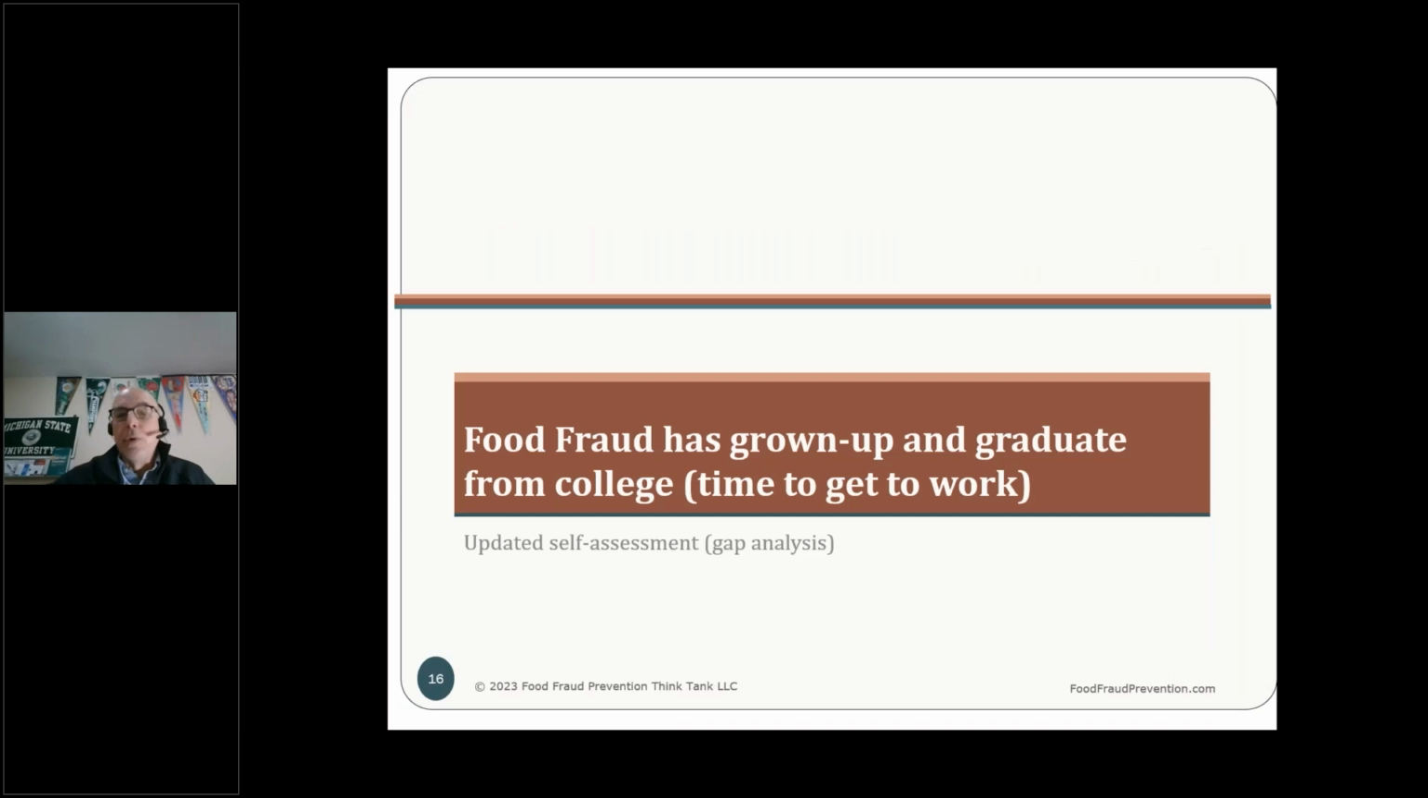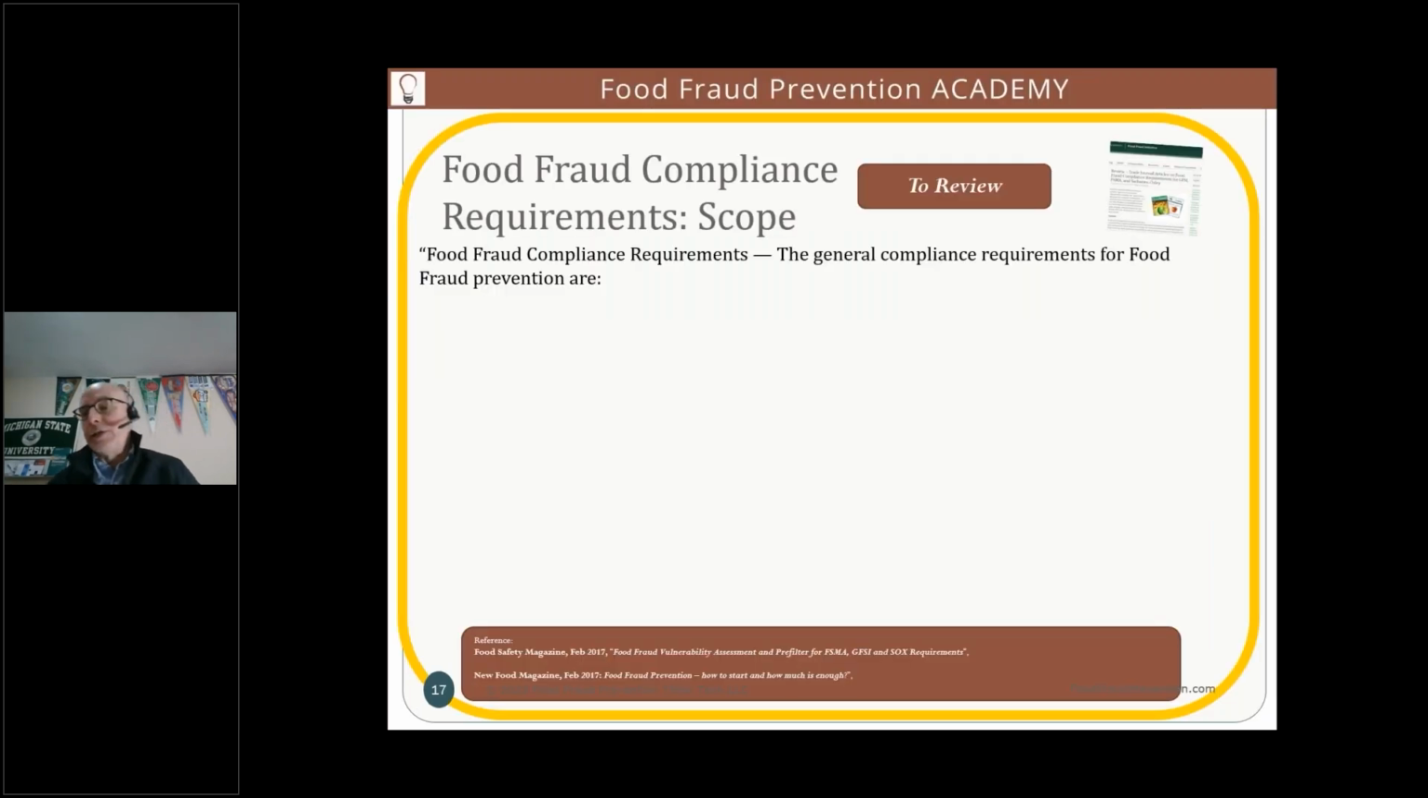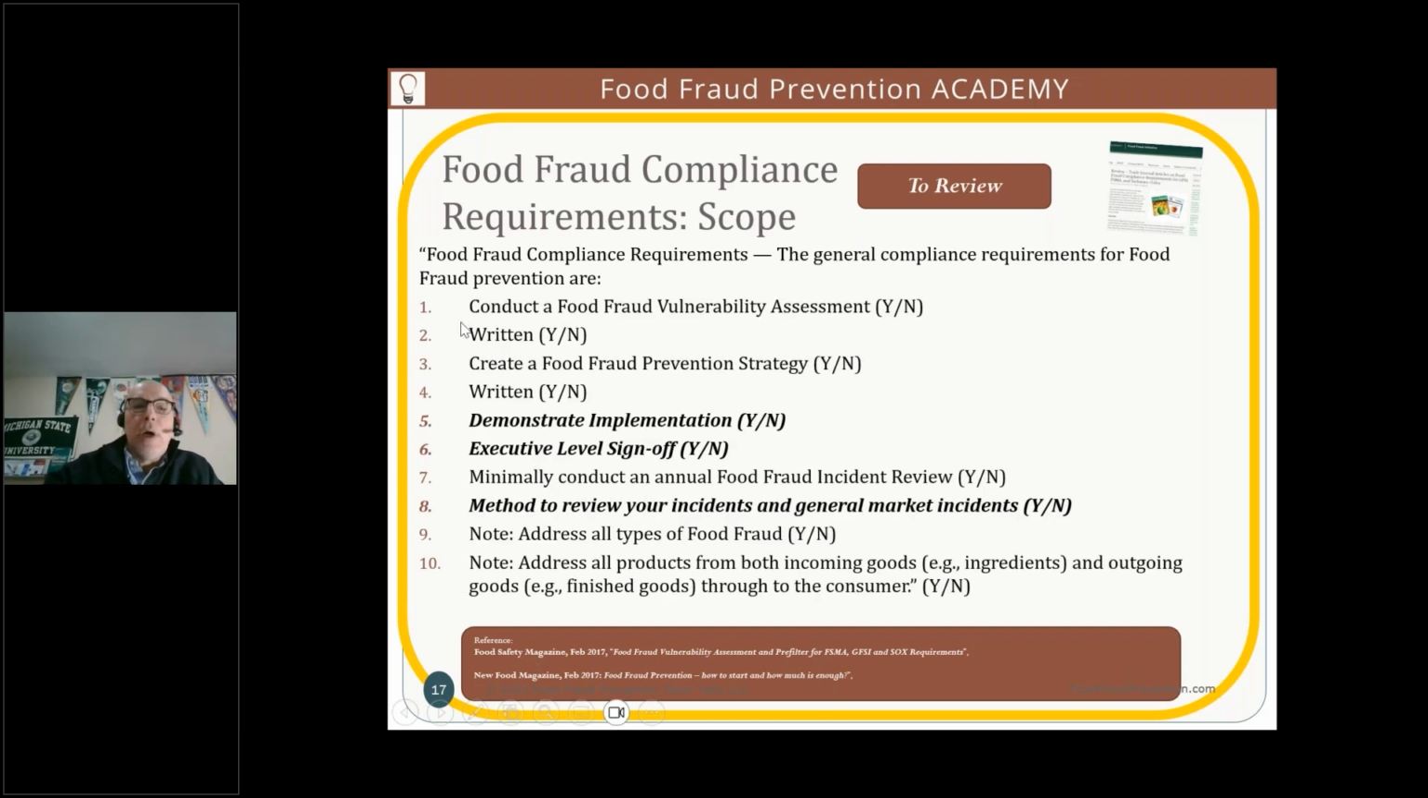So food fraud has grown up. And right here is the question for yourself. Just to let the coordinators know, I'll be done with plenty of time to have questions at the end. So for yourself, if you go back and look at these slides, have a quick pencil here. Ask a couple of questions. Number one, have you conducted a food fraud vulnerability assessment? At least one. Is it written? One thing I might ask: on a scale of 1 to 10, how proud would you be to show me that in writing, or your CFO?